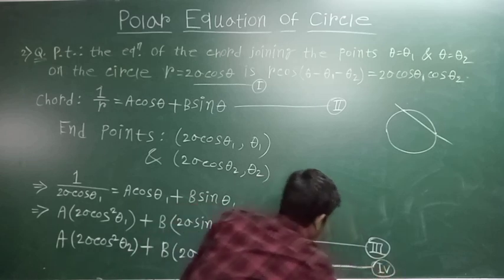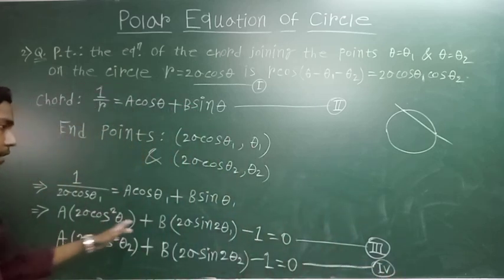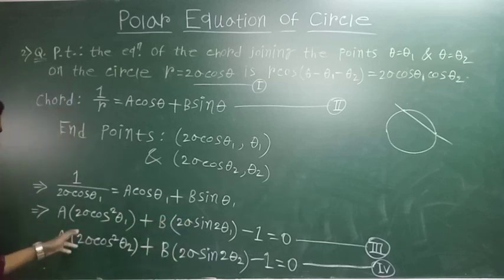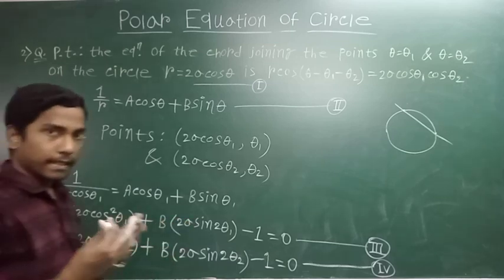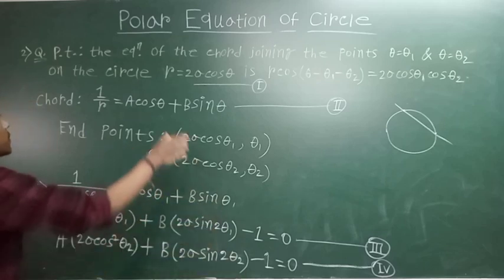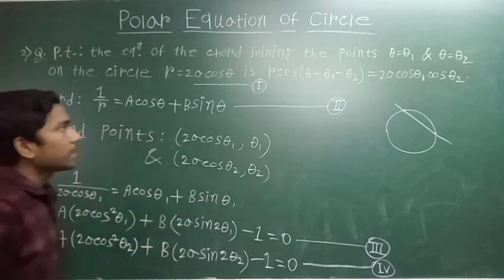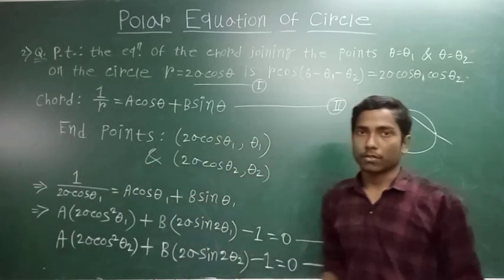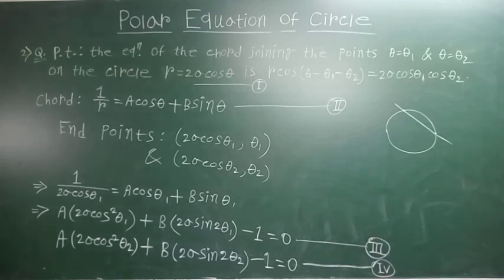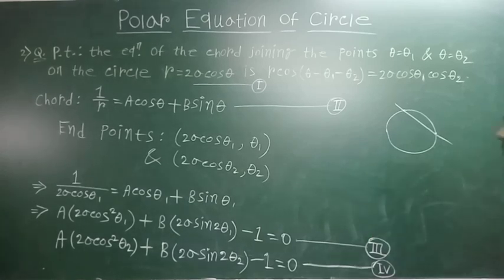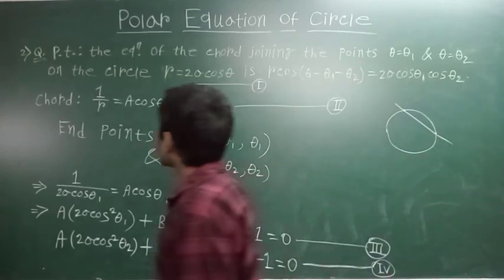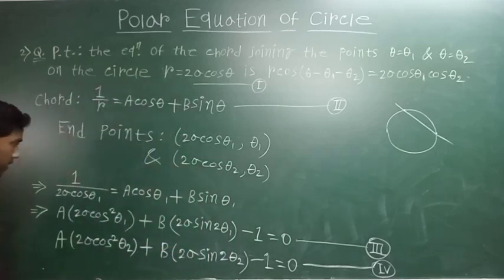Okay. Now we have to solve these two equations by cross multiplication method. Then we will get a and b, and we will put these values of a and b here in equation 2. Then we will get the required equation of the chord. So first we note it down. Okay students, now we shall solve these two equations by cross multiplication method.